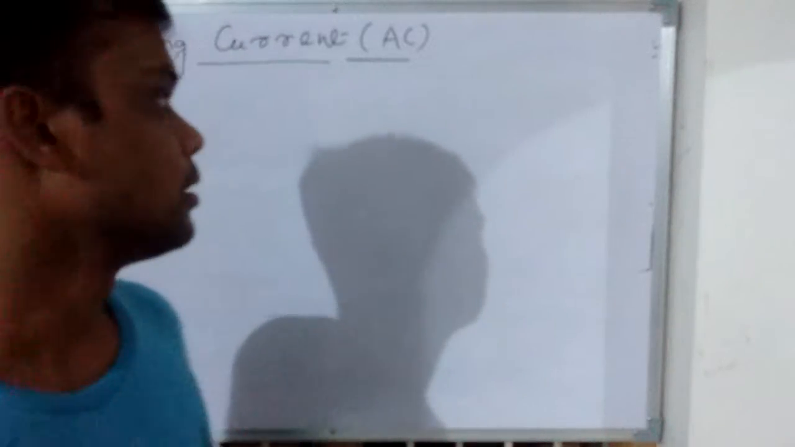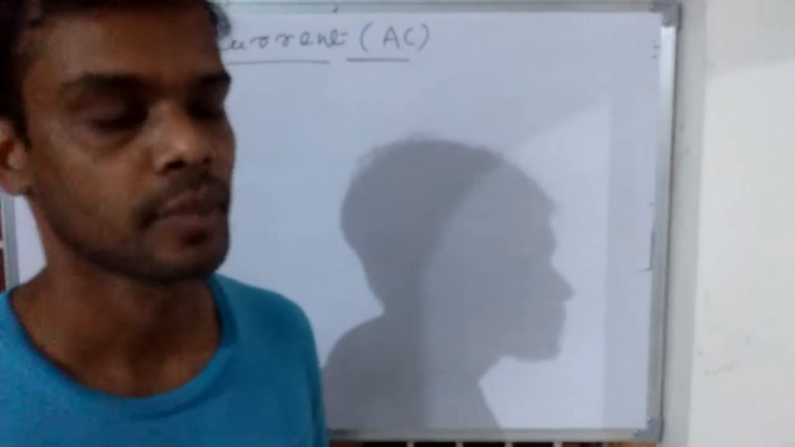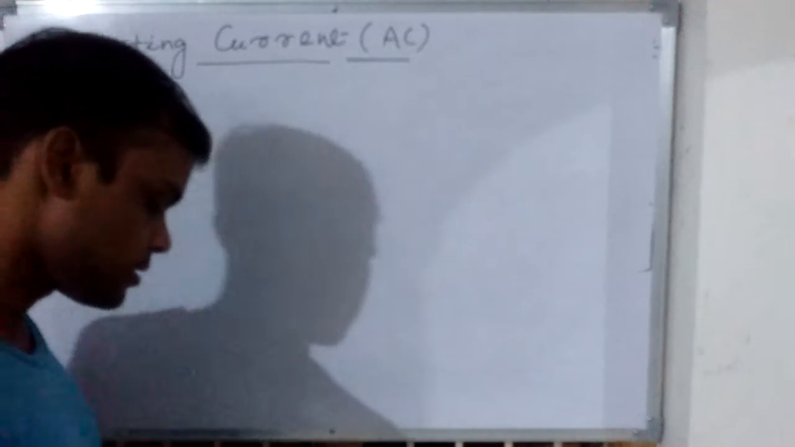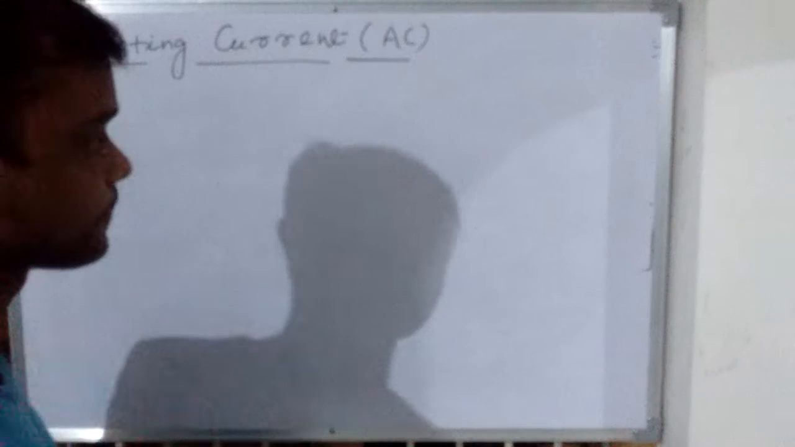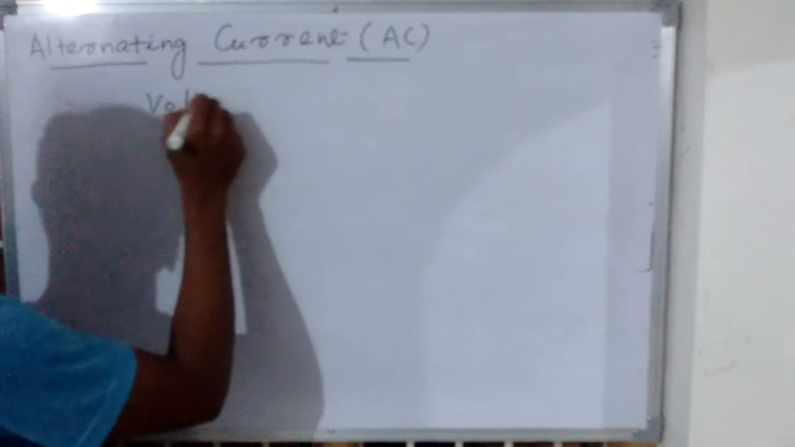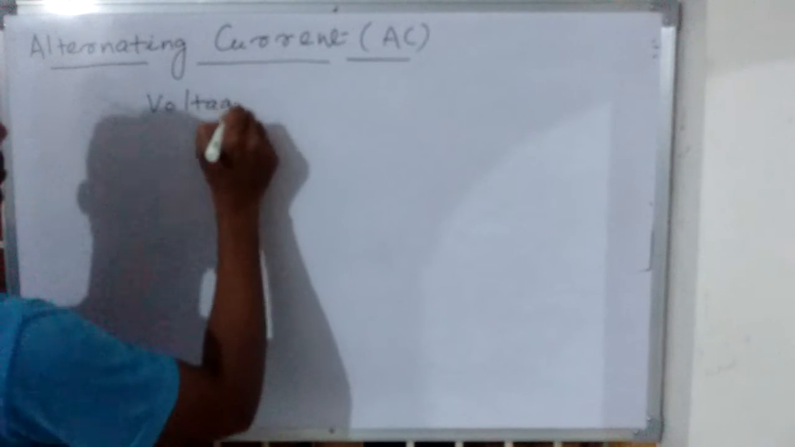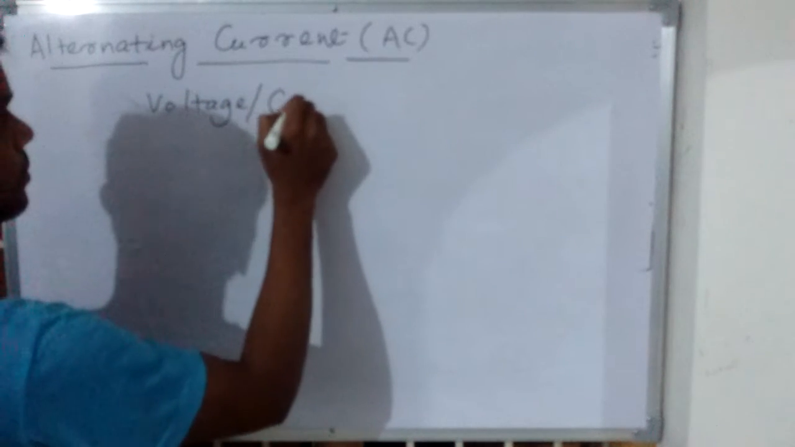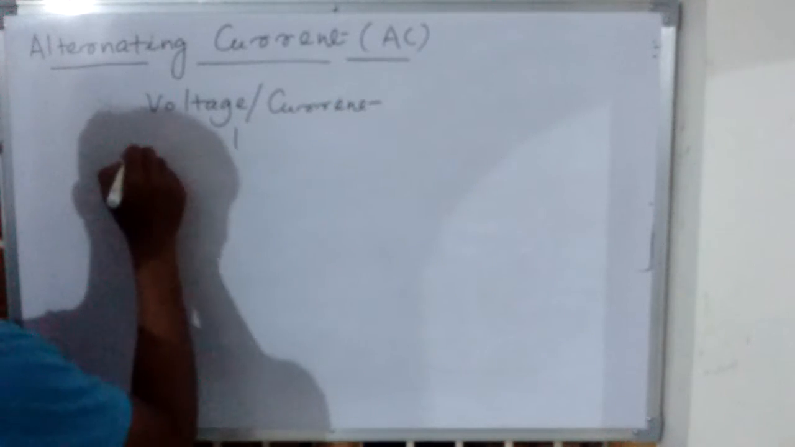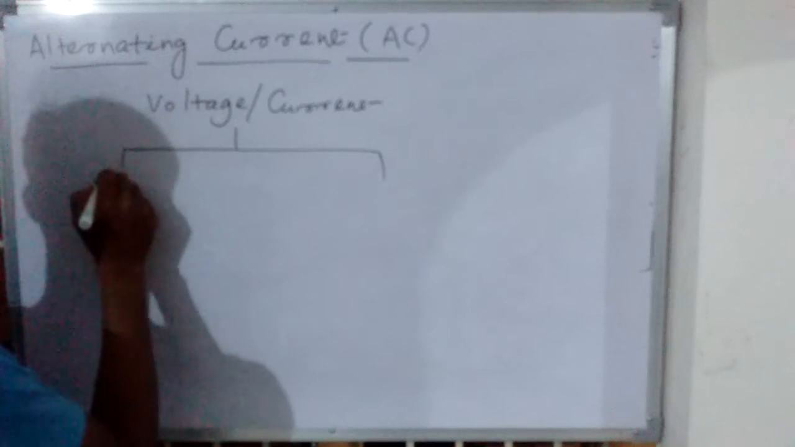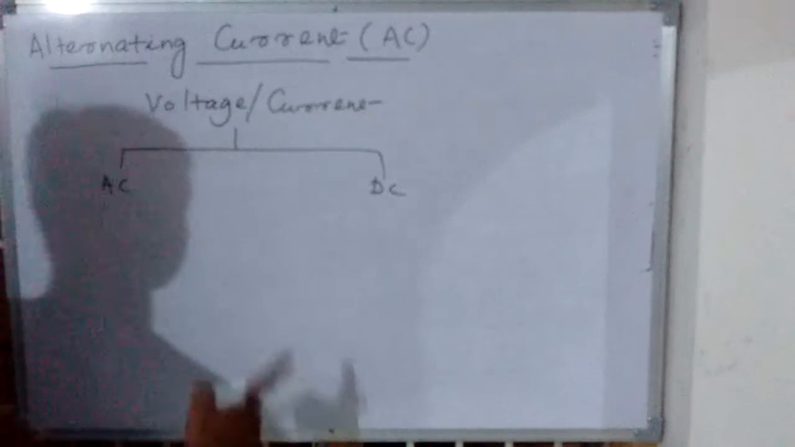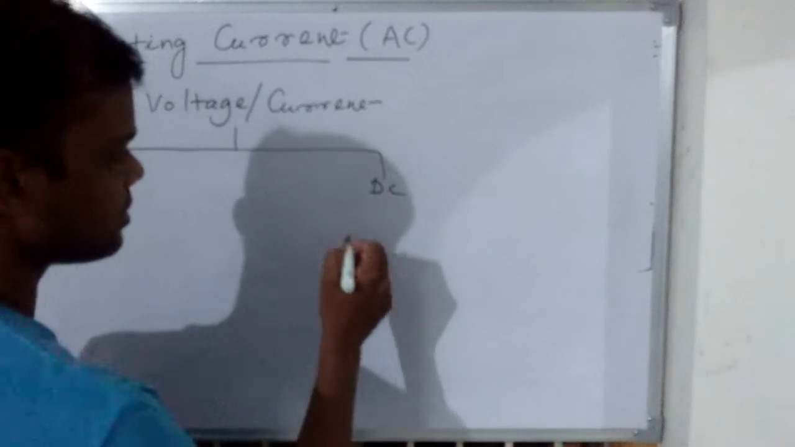Today we shall start the chapter alternating current. So what is alternating current? Normally electric voltages or currents are of two types: voltage or current are of two types. One is AC, another one is DC. We already know what DC is.